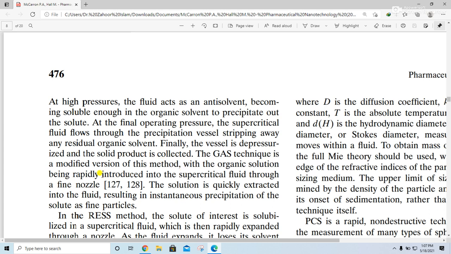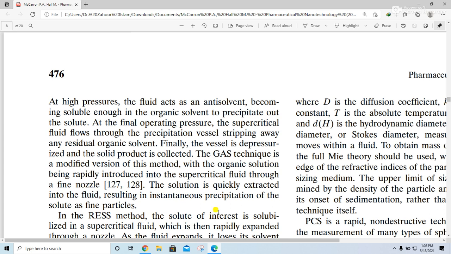The gas technique is a modified version of this method, with the organic solution being rapidly introduced into the supercritical fluid through a fine nozzle. So the solution is quickly extracted into the fluid, resulting in instantaneous precipitation of the solute as fine particles.